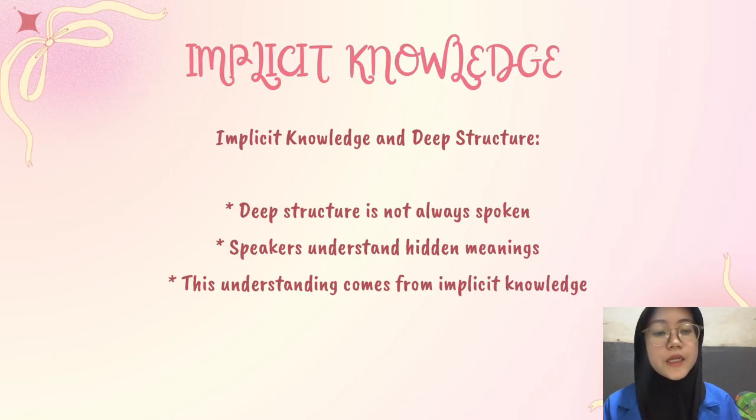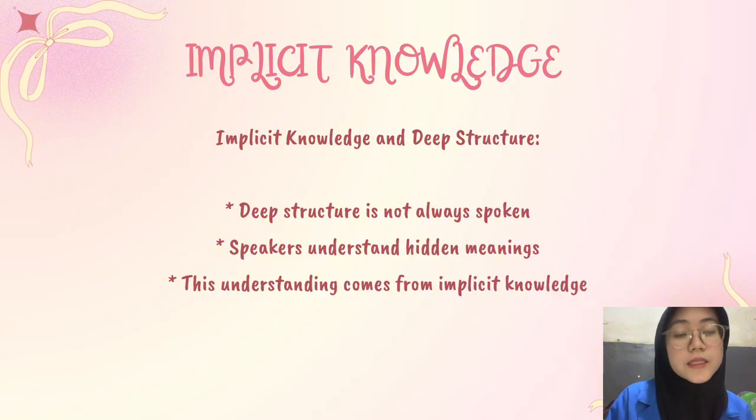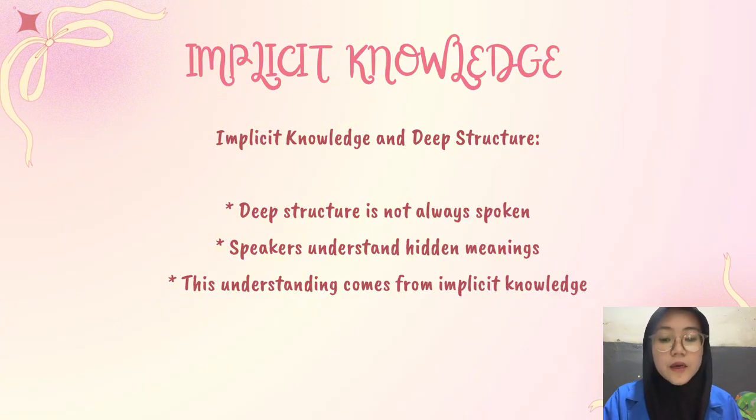Next, implicit knowledge and deep structure. Deep structure is not always spoken, so it's not always shown in the sentence. Speakers understand hidden meanings, so many parts of the structure are hidden, but the speaker can still understand the meaning. This is because the speaker has implicit knowledge. Implicit knowledge also allows speakers to understand the deep structure of the sentence even when some words are missing or not spoken.